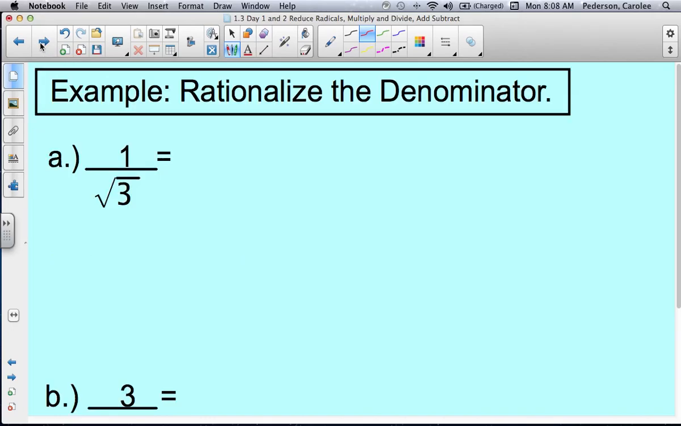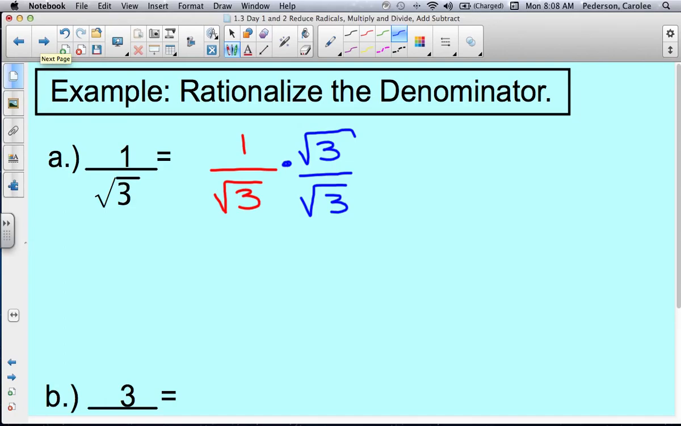All right, so example, please write it down. 1 over the square root of 3. It's not considered proper to have a radical in its denominator. So what we do is we rationalize it. So we look at the denominator. The denominator is the square root of 3. To rationalize it, here's our original 1 over the square root of 3. We multiply the numerator and the denominator by the square root of 3.